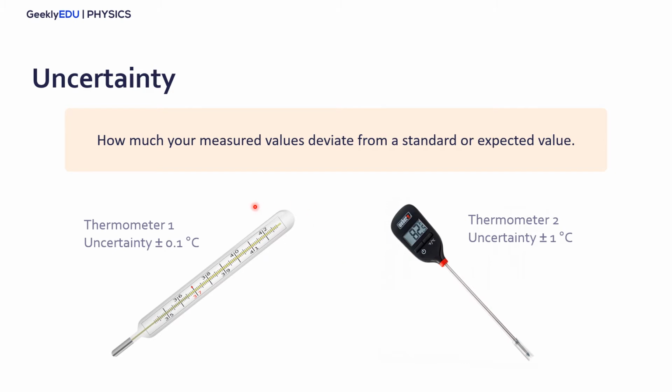For example, if you take this thermometer to measure body temperature, an uncertainty of 0.1 degrees Celsius is actually acceptable, right? If you take your temperature and it's 37.1, it can actually be 37 or 36.9. It's okay, it's not a big difference. But imagine if the uncertainty of this thermometer is 1 degree Celsius, like this one. Now it's a problem, right?